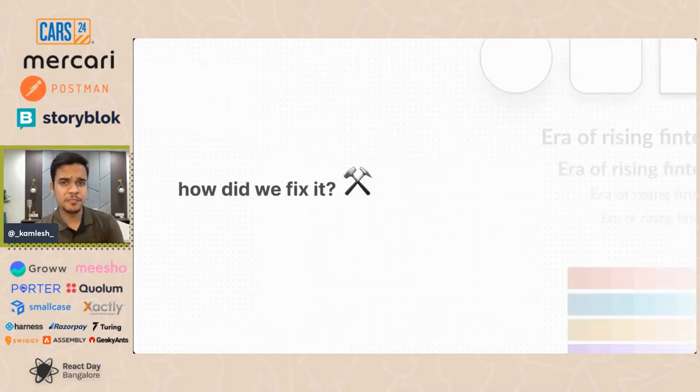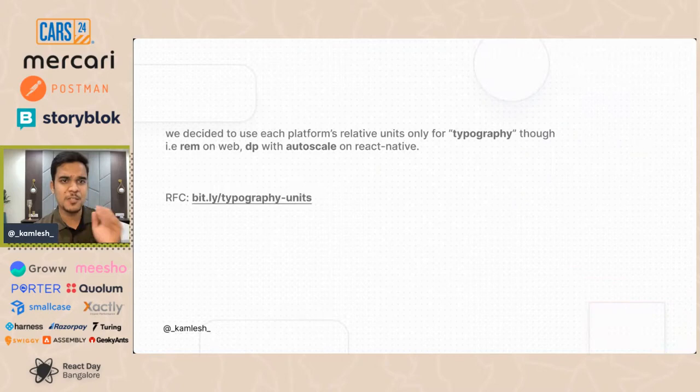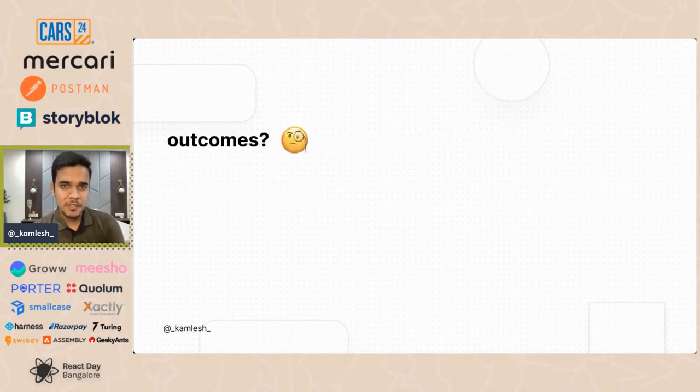So how did we fix it? We decided to use each platform's relative units. That is REMs on web and DPs on native, which is density independent pixels, with auto scale on. Again, you can read up on our RFC about typography units, on the repo, under the link typography-units. Now, what were the outcomes?